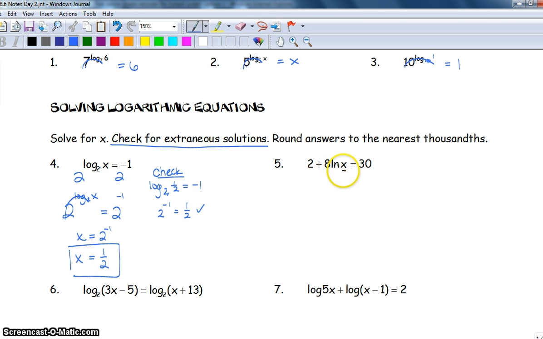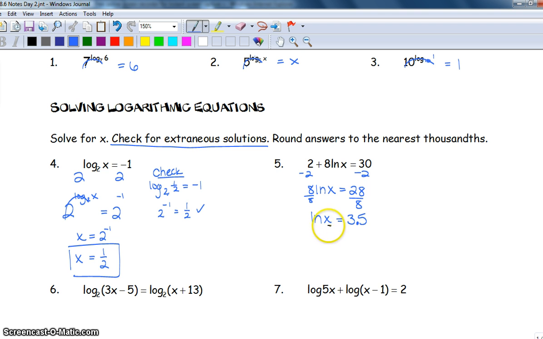Number 5, I want to get to the x, and that's inside of the 8 natural log of x. So first I want to isolate that term, so I move the 2 over. 8 natural log of x is equal to 28. Now that 8 is not inside, it's just the natural log of x, so I divide by 8. And we get the natural log of x is equal to 3.5. As we talked before, you have the option of keeping it as a fraction or a decimal as long as your decimal is an exact answer. Remember, if this was a third or some other fraction that does not come out exactly, you would have to keep it as a fraction.